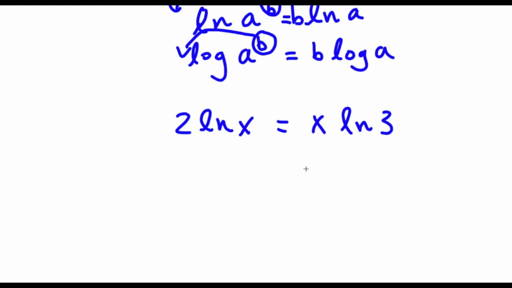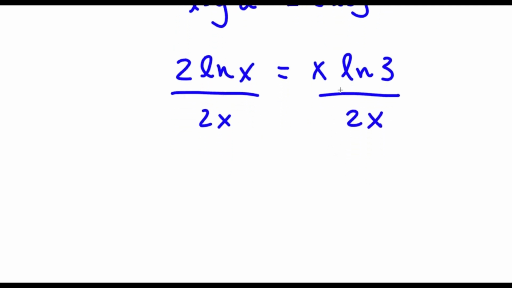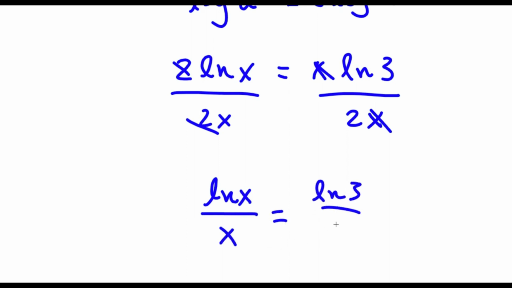Now I'm going to divide by 2x on both sides. So now from my right hand side, these two x's will cancel out. From our left hand side, these two 2's will cancel out. So I'd be left with ln x over x is equal to ln 3 over 2.